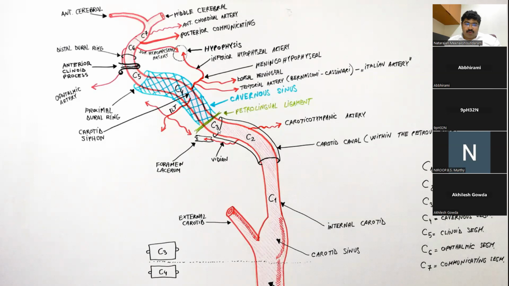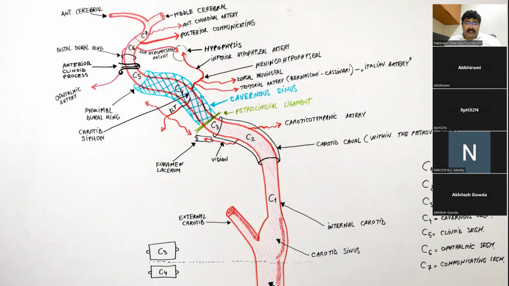It runs over the foramen lacerum up to the level of the petrolingual ligament. So from the carotid canal up to the petrolingual ligament is the lacerum part of the ICA. And then once it crosses the petrolingual ligament, it enters the cavernous sinus, where it is called the cavernous ICA.